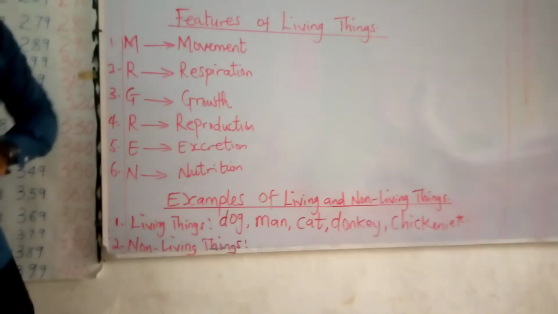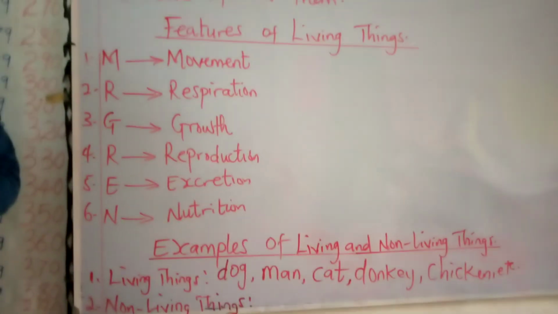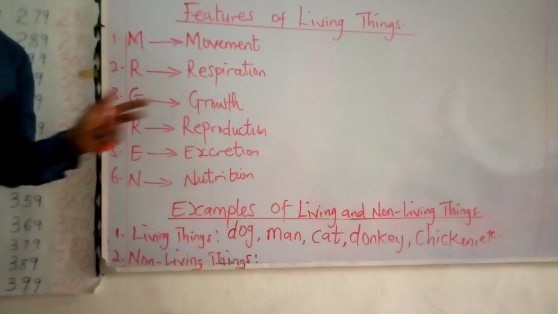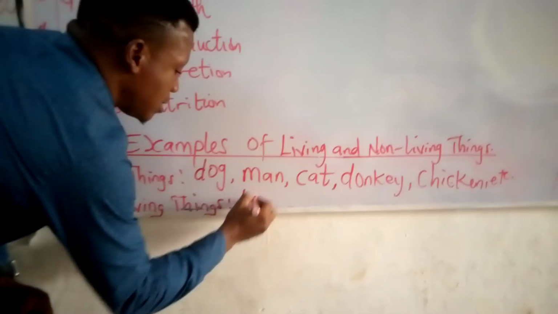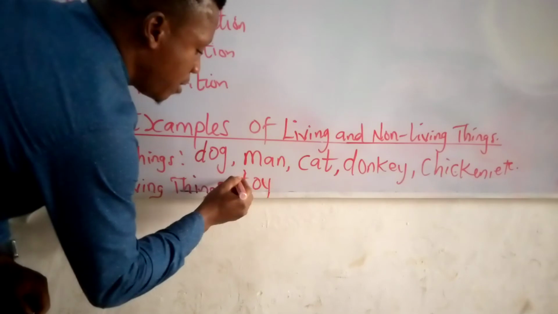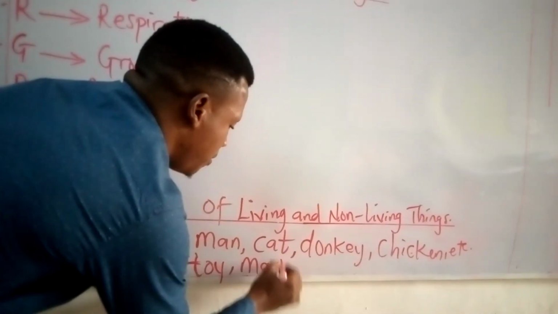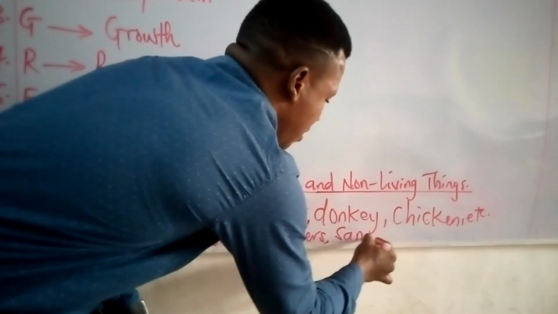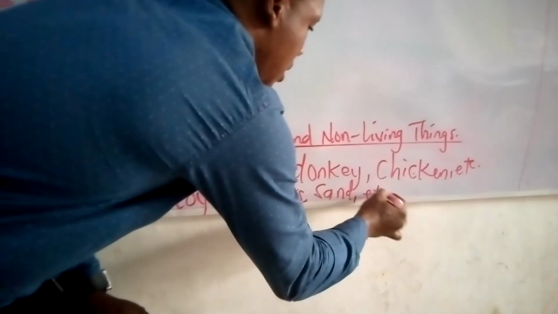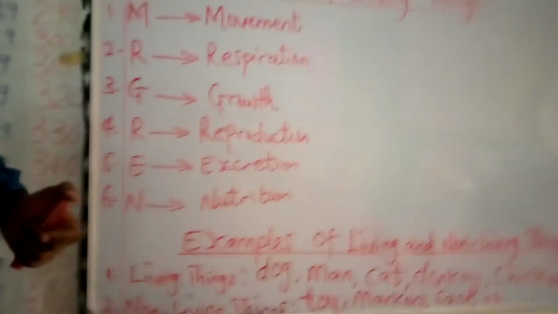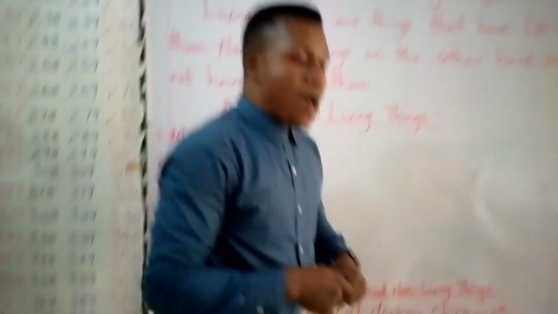What then are examples of non-living things? Things that don't have life in them. Remember we talked about it? Toy, fantastic. Toys don't have life in them. Markers don't have life in them. Sand doesn't have life in it. And many others too, because they cannot move, they cannot see, they cannot smell. Alright.